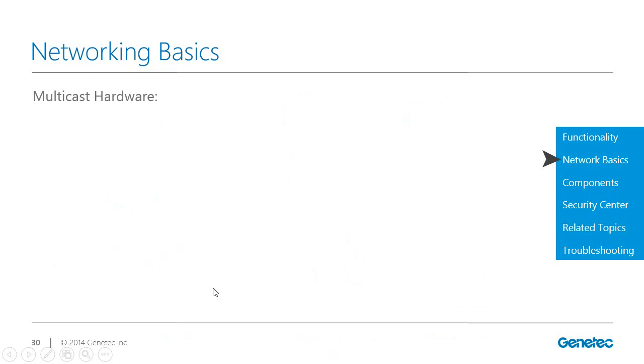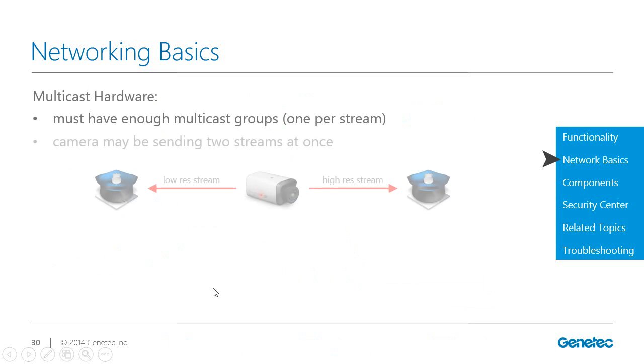Now when looking for switches, we first need to make sure that they have enough multicast groups. We need one multicast group per stream that's being sent, which includes separate audio streams as well. Now remember that we can have cameras that are sending more than one stream at a time as well, in case we're using dynamic stream switching, for instance. Now a decent high-end switch would support 256 multicast groups, but on a larger system you might want to consider a switch with 512 multicast groups or higher.